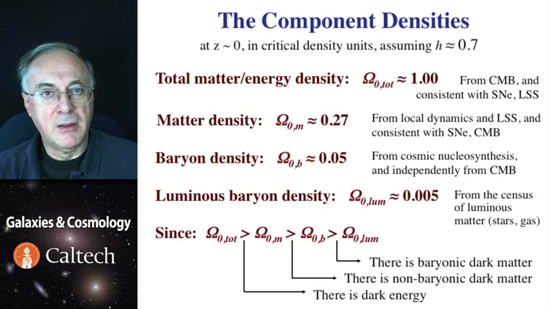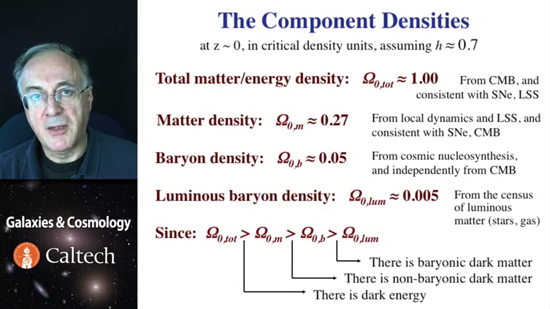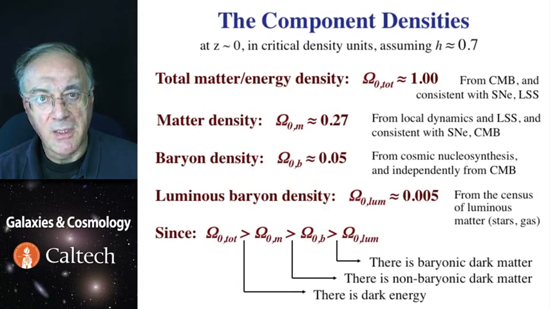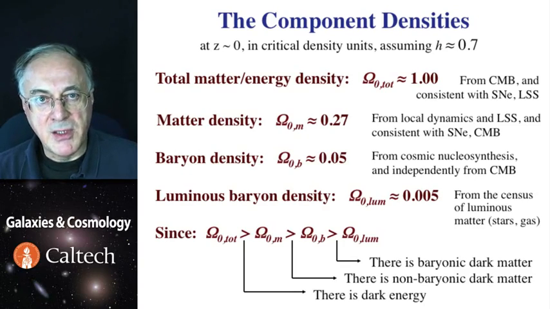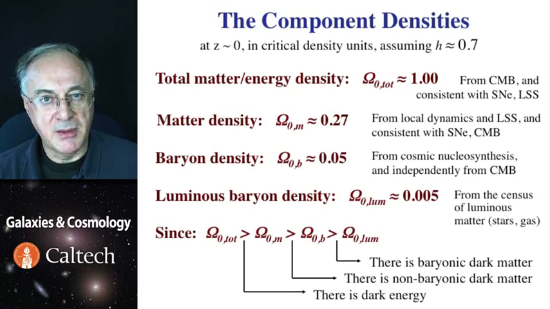And we know that the total density of baryons expressed in units of critical density is only about 4.5 or 5% of the critical density. As it turns out, luminous matter, stuff that we actually see in galaxies as stars or gas, only adds up to about 0.5%. And so, looking at these simple inequalities, there are implications.